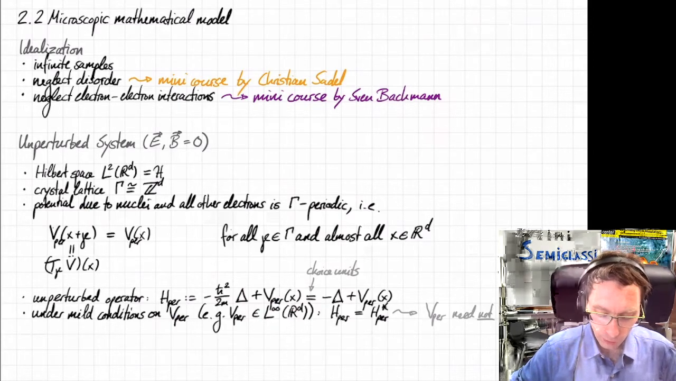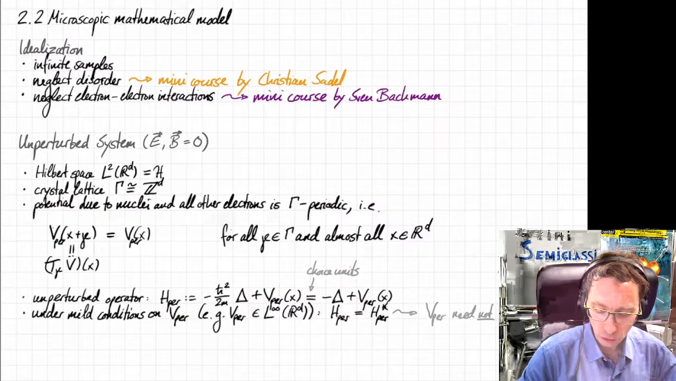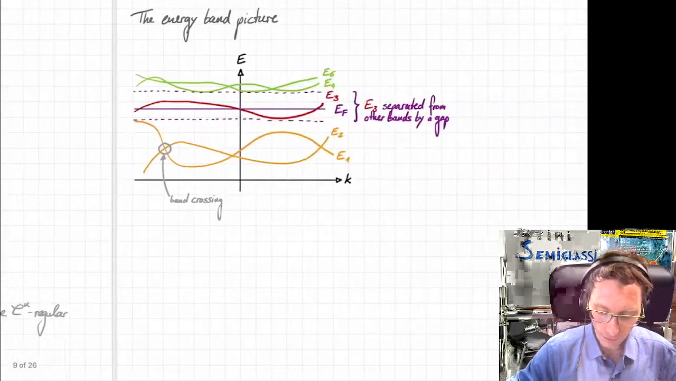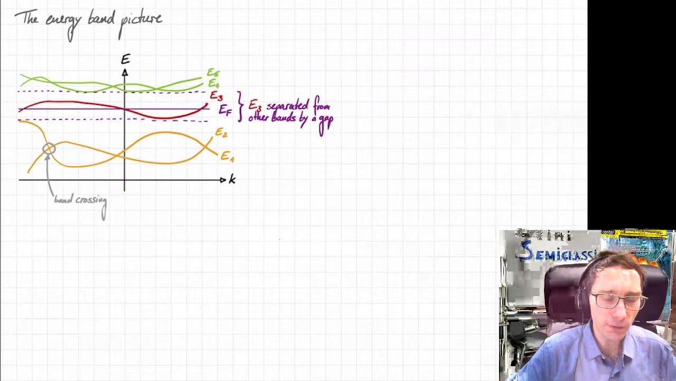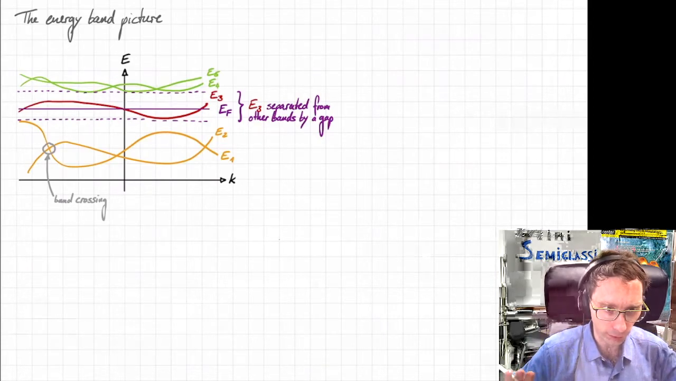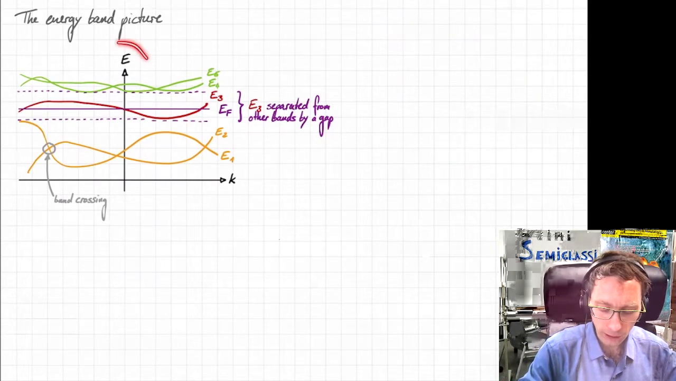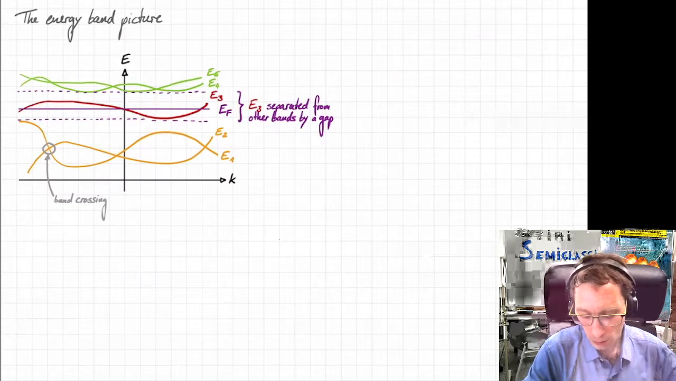But so far, we have not exploited the fact that the potential and the operator indeed is periodic. And this is done next. This is, let's say, subsumed under the name the energy band picture. The purpose of the next few thoughts is to explain this picture here, which is really central to everything else we will be doing later on.